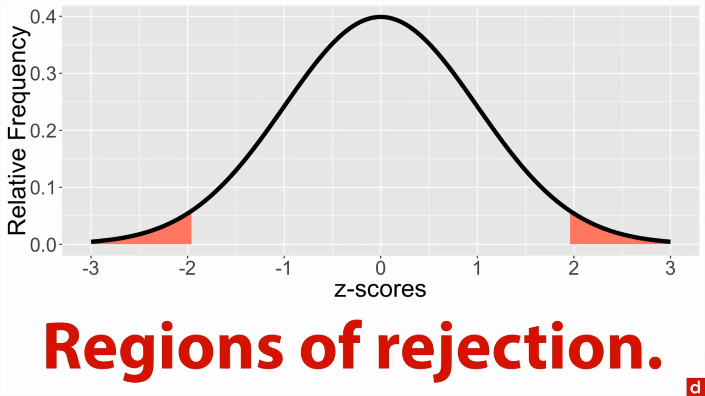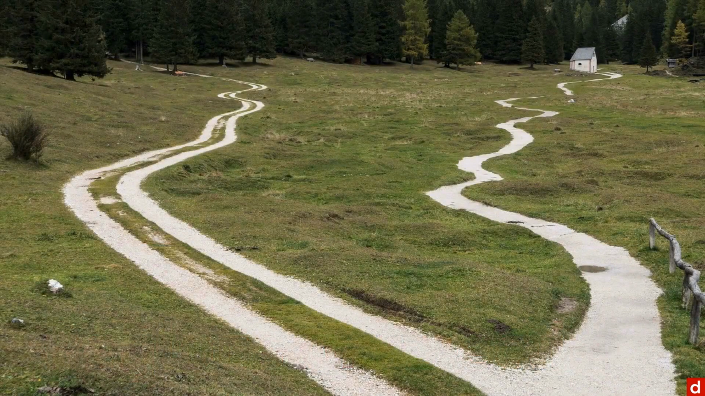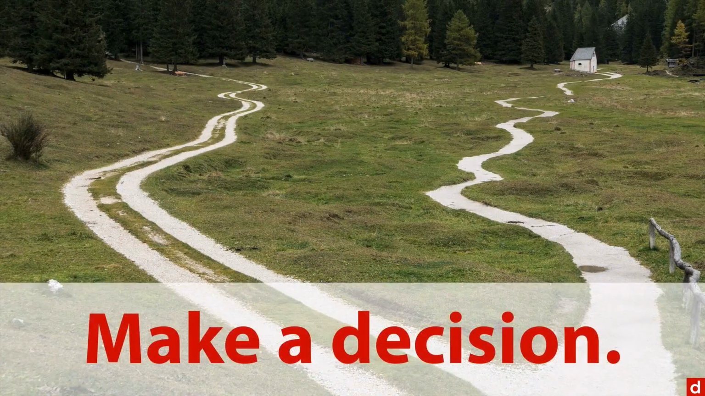Now, the idea is then you gather your data, you calculate a score for your data, and you see where it falls in this distribution. And I like to think of that as you have to go down one path or the other. You have to make a decision. And you have to decide whether to retain your null hypothesis, maybe it is random, or reject it and decide, no, I don't think it's random.